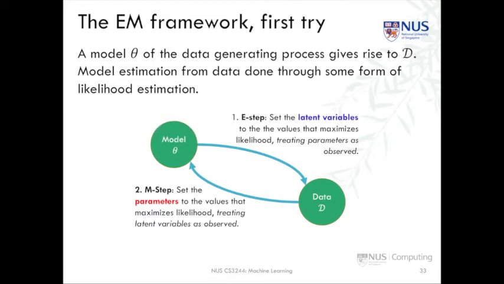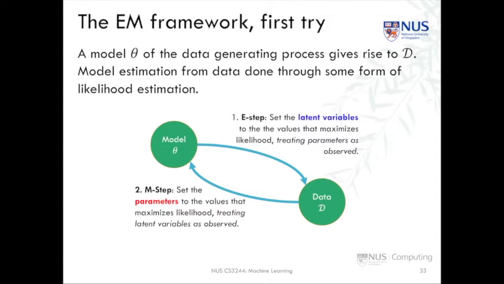In the second step, the M step, or maximization step, what we want to do is set the parameters of the model, re-estimate the prior probability of the clusters as well as the parameters for each of the Gaussians, treating the latent variables or cluster memberships as observed. We're going to iterate this process a number of times until we get to convergence.